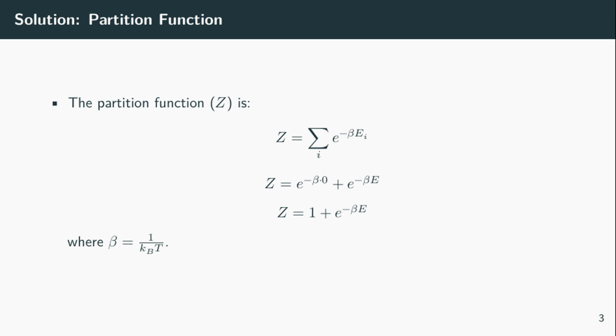To find the average energy, we first need the partition function. The partition function, usually denoted by Z, is a fundamental quantity in statistical mechanics. For a system like ours, it's defined as the sum over all possible states of e to the power of minus beta times the energy of that state. So for our two states, the partition function Z is e to the power of minus beta times 0 plus e to the power of minus beta times E. Since e to the power of 0 is just 1, this simplifies nicely to Z equals 1 plus e to the power of minus beta E. Remember, beta is a common substitution in statistical mechanics and it's equal to 1 over kB times T.